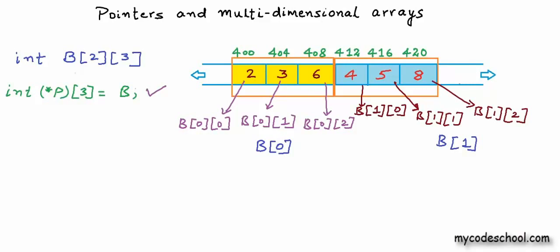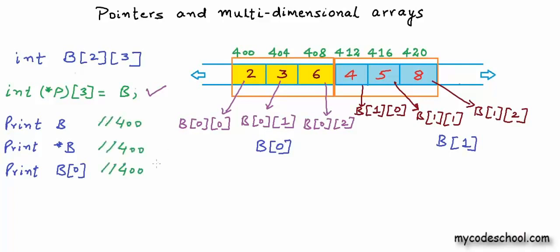Now I will write 3 print statements that I had also written in our previous lesson. I'm not writing the complete syntax for printf. Once again you need to tell me what will be the output if we would print these 3 expressions. We have P, *B and B[0]. Well, for all these 3, the output will be 400.